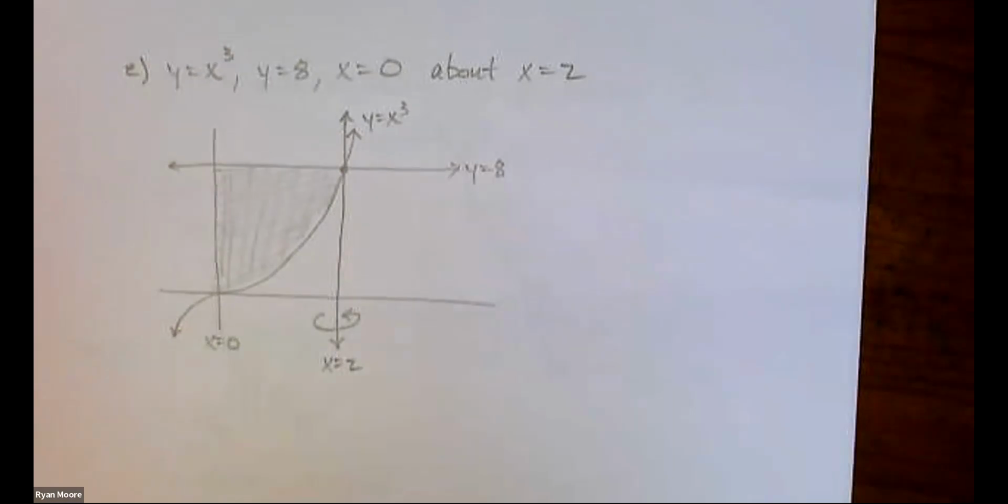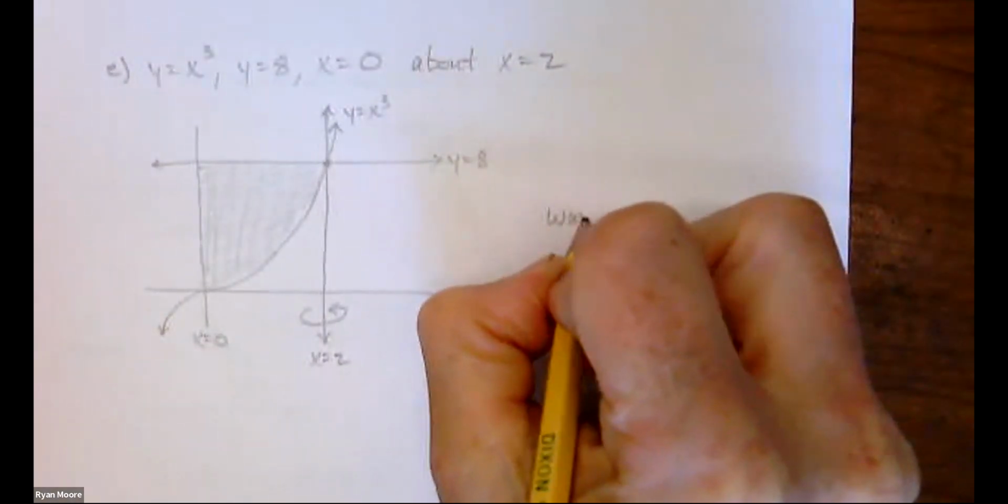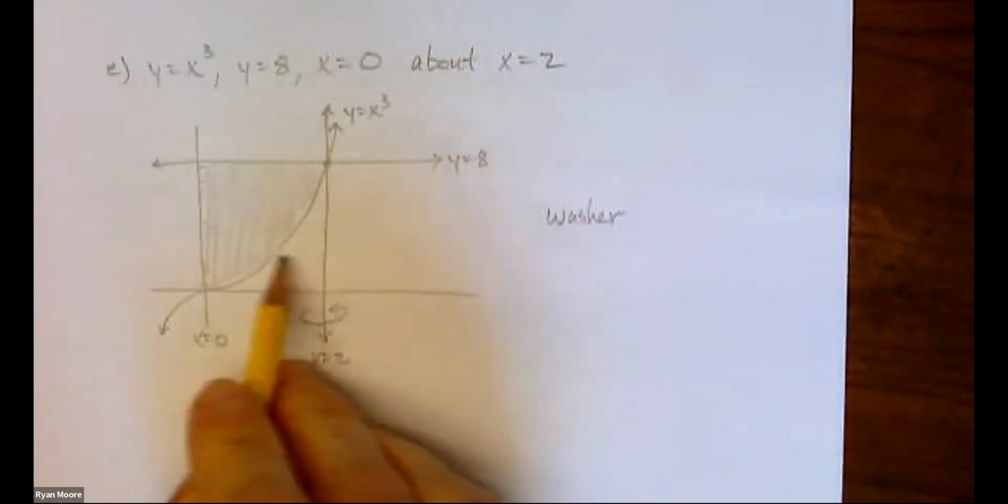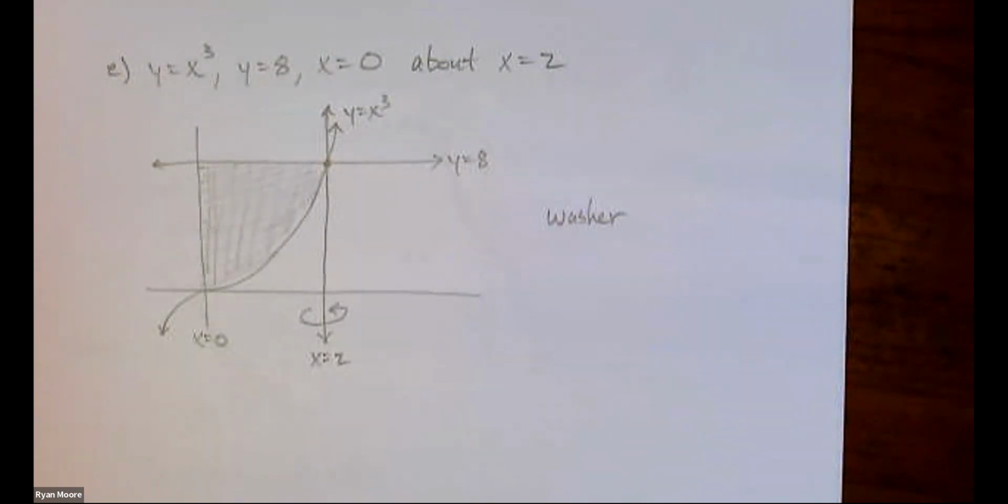So what do we notice here? Maybe first thing, is this a disc or a washer? Well, it's a washer, because we'll have that big gap here as that thing spins around. There'll be that big hole in the middle.